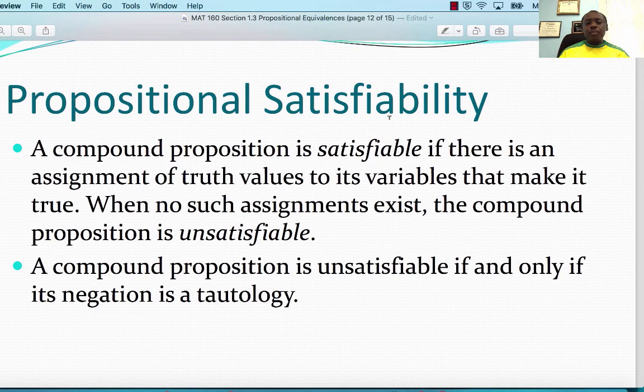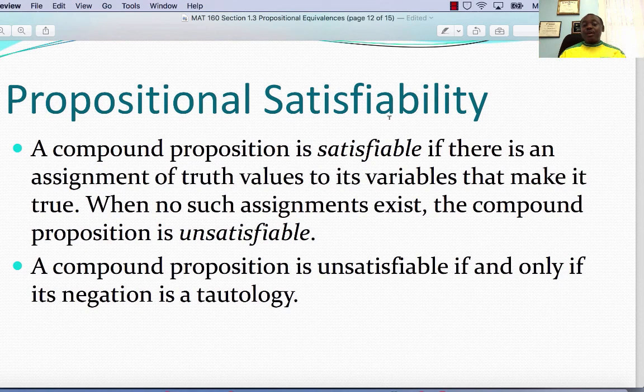Now let's talk about propositional satisfiability. A compound proposition is satisfiable if there is an assignment of truth values to its variables that makes it true. So if I give you a compound proposition and ask you whether it is satisfiable or not, what I'm actually asking is: is it possible that there is an assignment of truth values to the variables in the compound proposition that would make the compound proposition true? When no such assignment exists, the compound proposition is unsatisfiable.